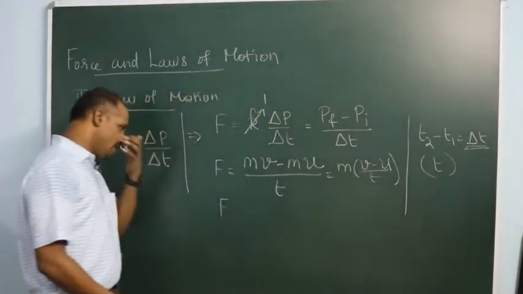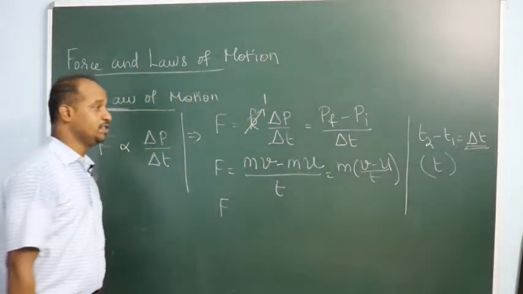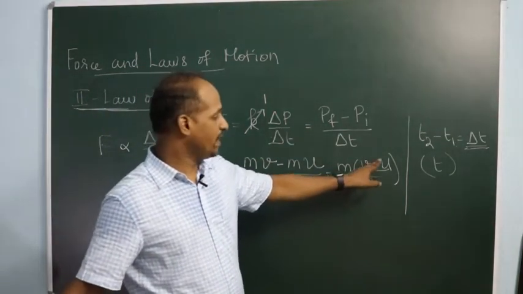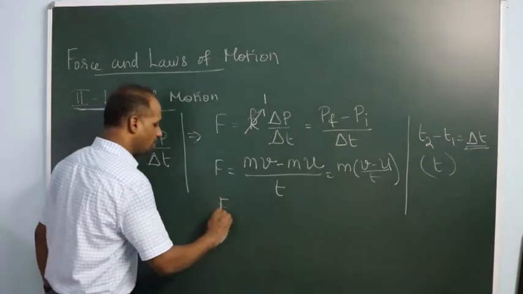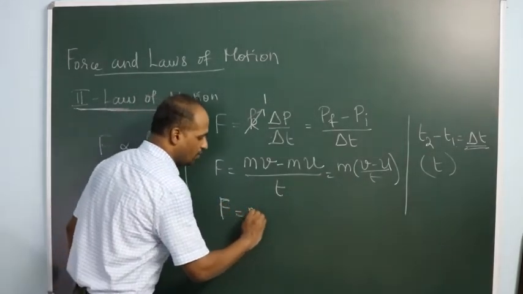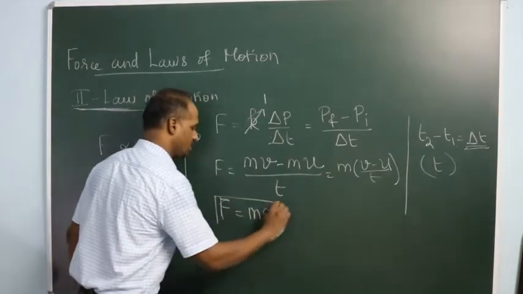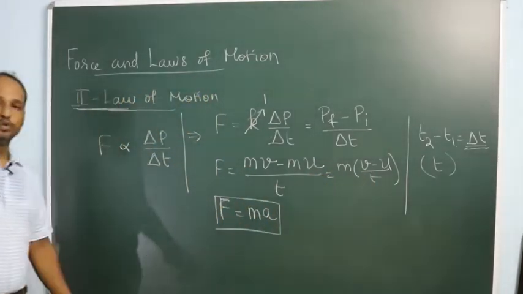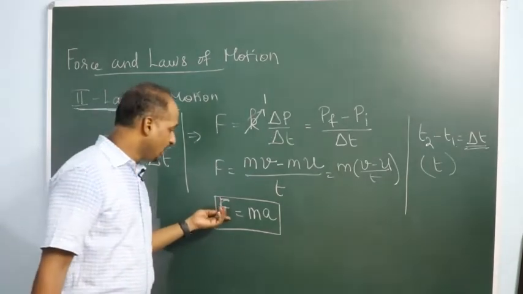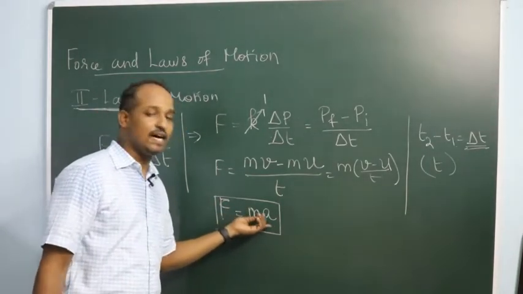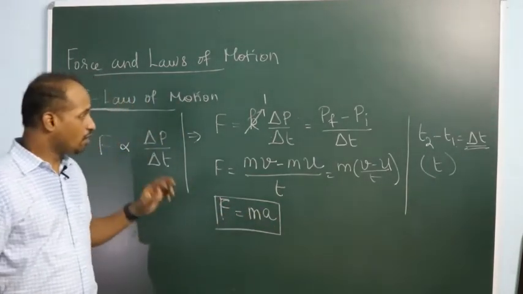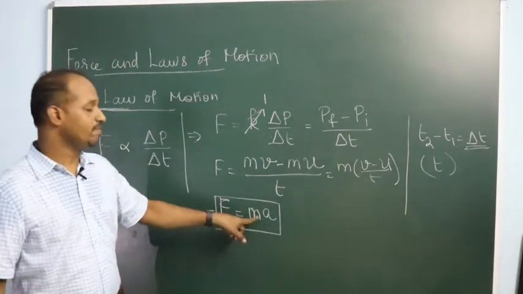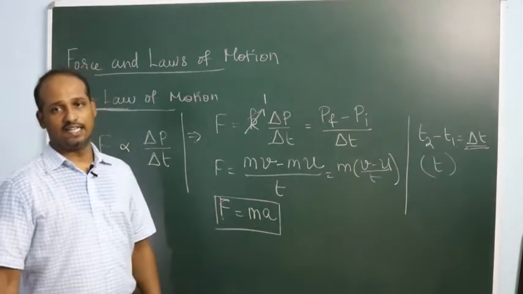So F is equal to m into v minus u by t. In the last chapter we had seen the definition of v minus u. We defined acceleration as change in velocity by time taken. So v minus u is change in velocity. Hence force is the product of mass and acceleration. So this is mass and this is acceleration, and the force F is equal to the product of mass and acceleration. According to the second law, force is proportional to mass and acceleration. In the SI system, it is the product of mass and acceleration.